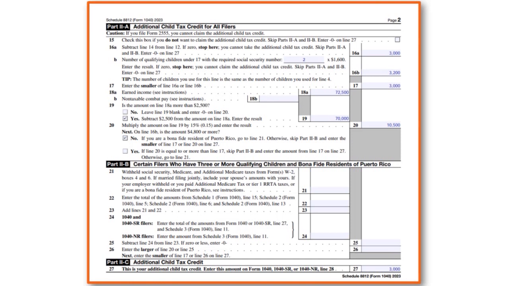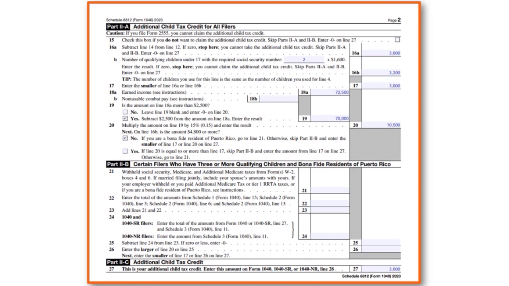And so the earned income is 72,500. We put yes, so we are subtracting. Here I am on line 19, so I am subtracting 2,500 from 72,500. The amount here is 70,000. And when you follow the math for line 20, you multiply line 19, 70,000, times 15%, and you have 10,500.